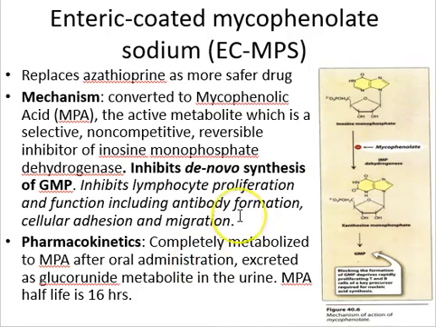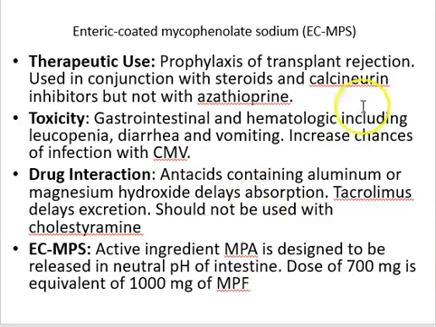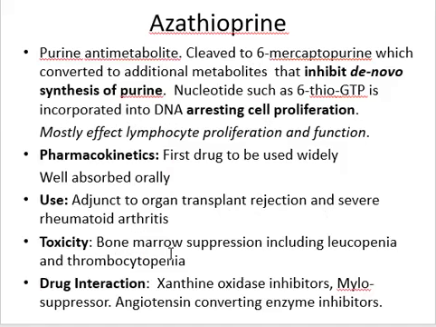The pharmacokinetics is listed there. You can read that by yourself. Therapeutically, we can see ECMPS for prophylaxis of transplant. We'll combine it with steroids and calcineurin inhibitors, not with azathioprine because the mechanism is so similar. Toxicities are listed there. Lots of drug interactions, and don't worry about the dosing.